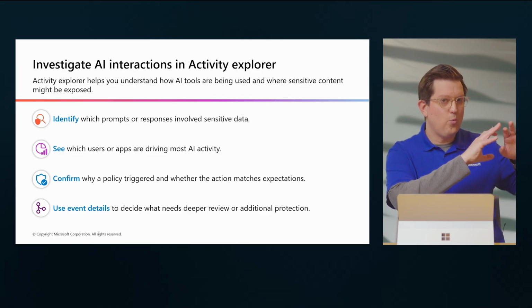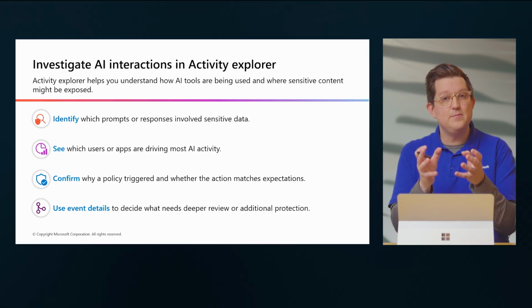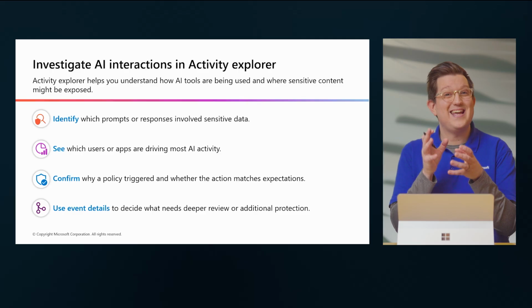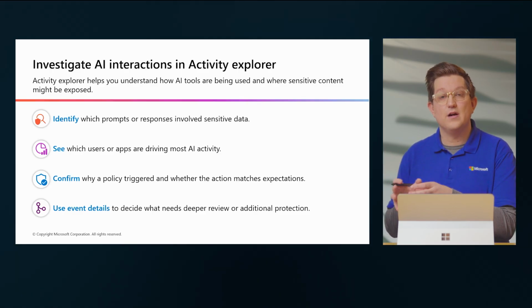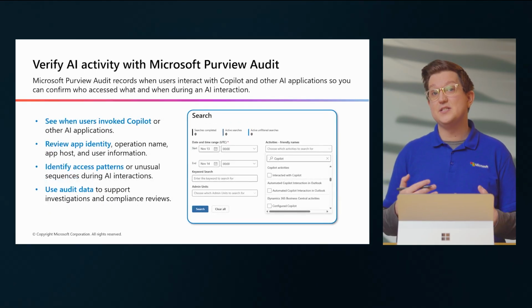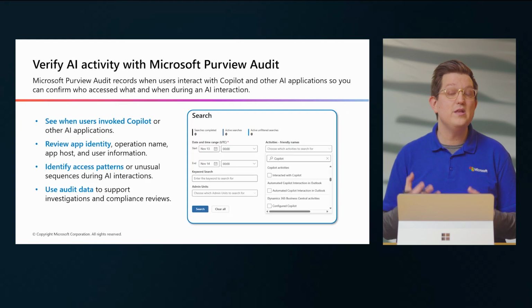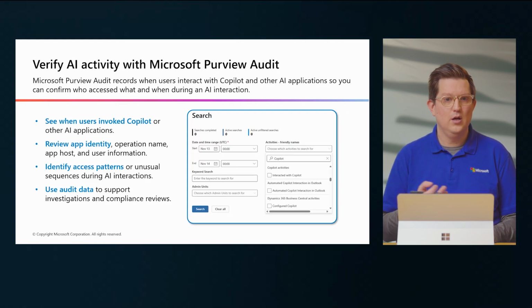So we have a way to view the holistic space within the reporting function. We then have a mechanism to go deep with Activity Explorer to understand how things are actually being used. And now we need to verify. We need to ensure that if someone is actually undertaking risk-based activities with AI tools, something that is an elevated risk scenario, we need to make sure that that's actually the case.